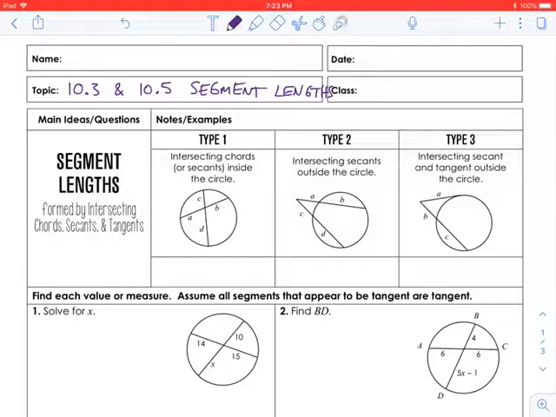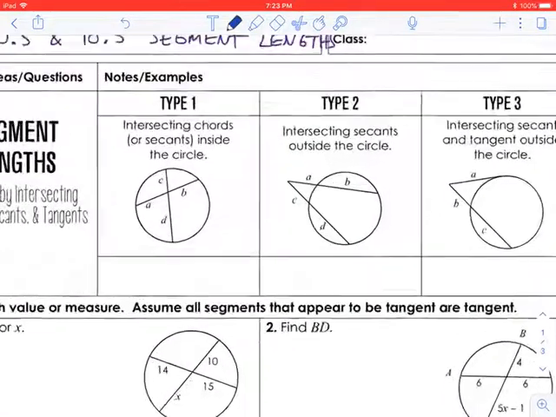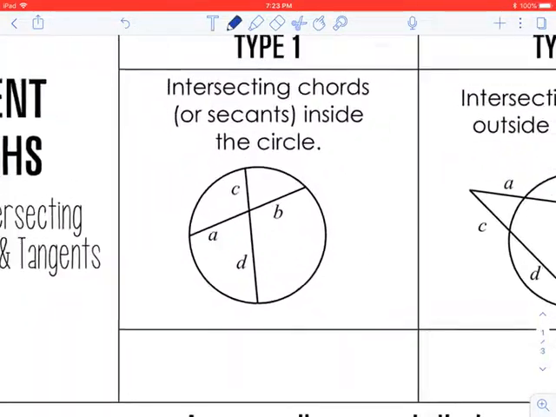All right, geometry, we are talking about circles still in chapter 10. Moving on to part 2 of chapter 10, which is starting out talking about segment lengths. So we've had a bunch of segments making angles. Now we're talking about the actual segment lengths.